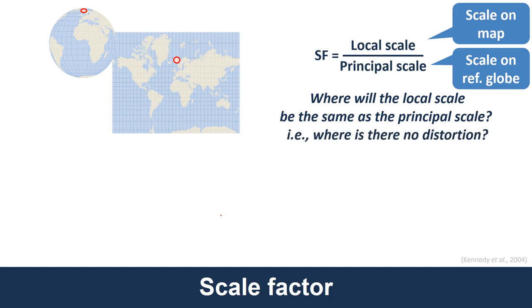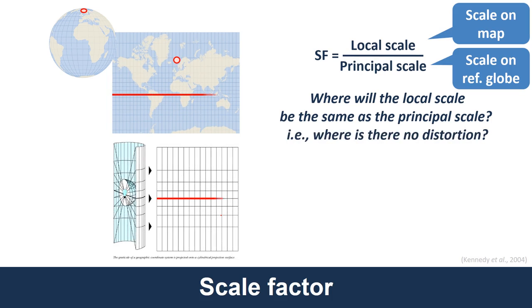i.e., where is there no distortion? Well, it's going to be at the standard line. It's going to be where the sheet of paper is touching the globe. So the local scale on our flat map will be the same as the principal scale on our reference globe, and so there's no distortion taking place at that location.